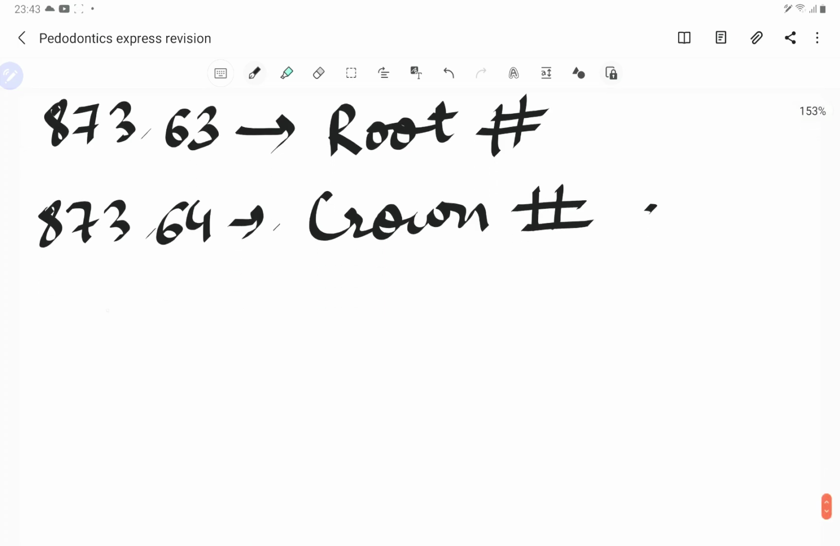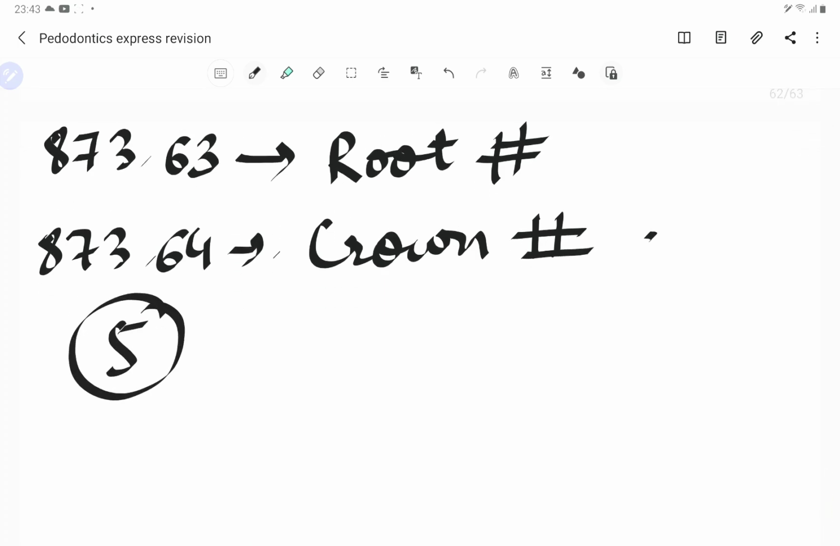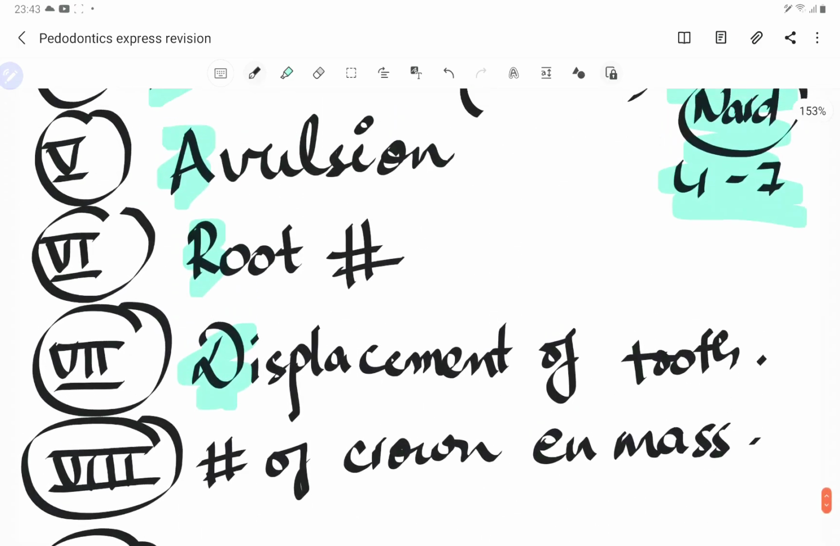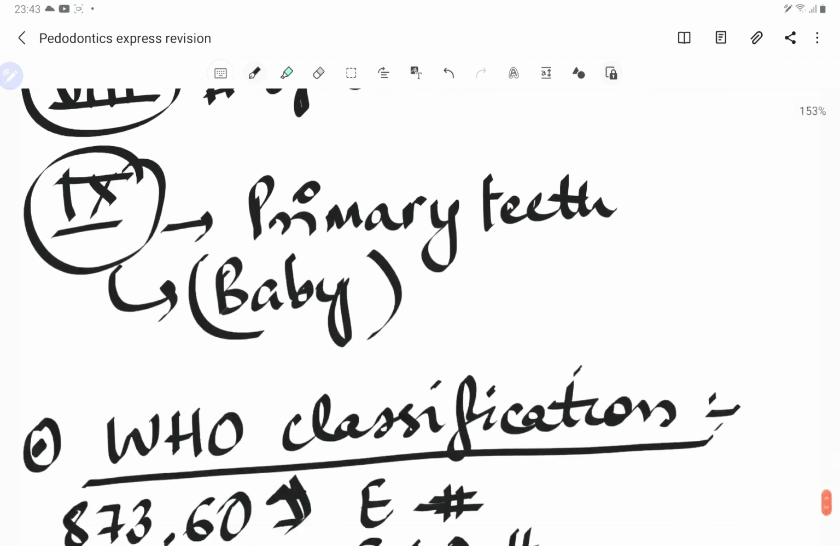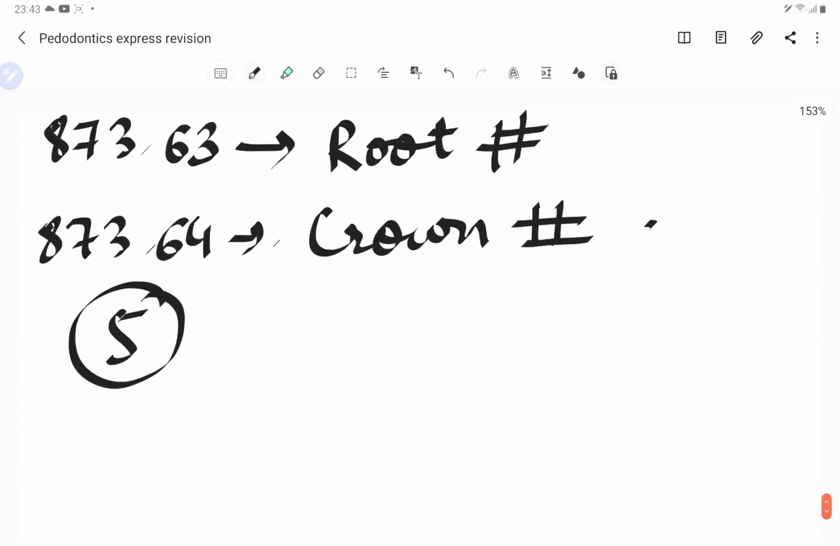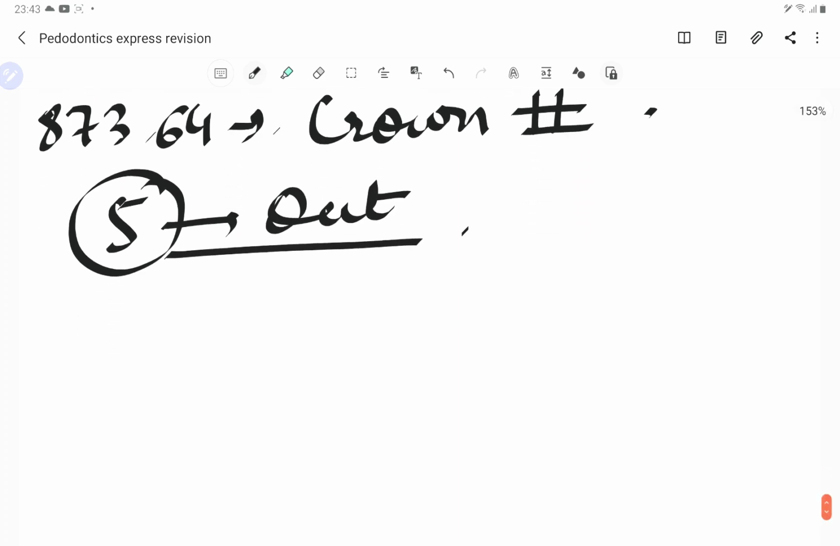Now 5, if you remember, is out. 5, you remember avulsion. So 5 is when the tooth is out of the socket. So you can remember the word out. So 5 is out of the WHO classification. There is no avulsion. So here in WHO, 5 is not there.